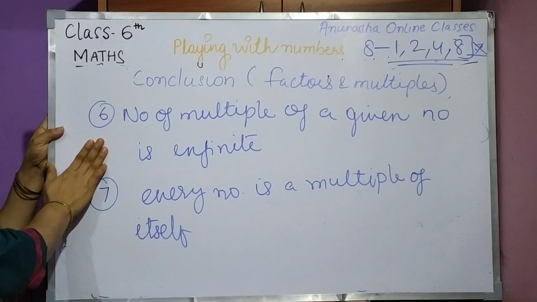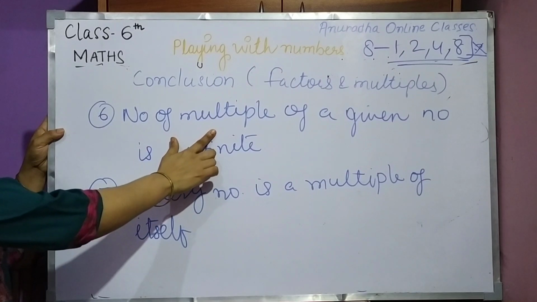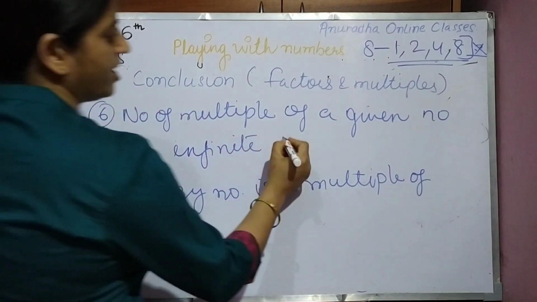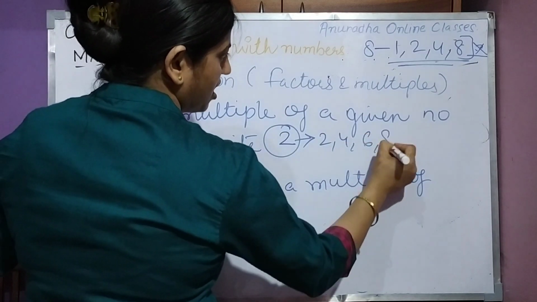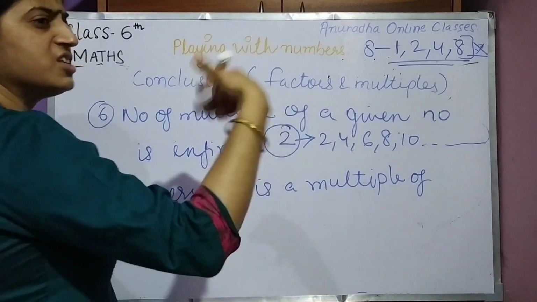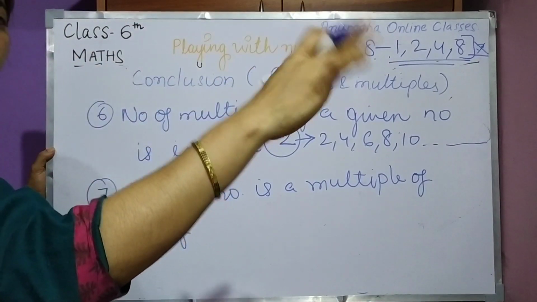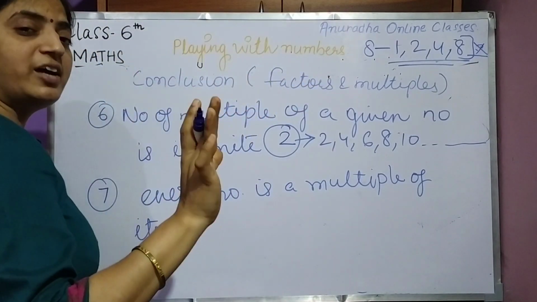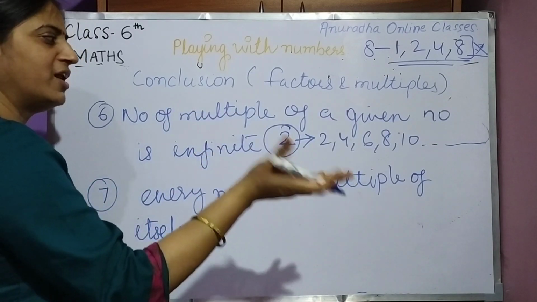So children, the sixth conclusion about multiples is that the number of multiples of a given number is infinite. Suppose I have written 2. Multiples of 2 are 2, 4, 6, 8, 10, etc. It will be continued. आप 2 को जिस नंबर से मल्टीप्लाई करेंगे वो उसका मल्टीपल हो गया. You can do it with 100, with 1000, with lakh, with 10 lakh. मतलब काउंटिंग नंबर्स इनफाइनाइट है. Whenever you multiply a given number with a counting number, you will get its multiple.